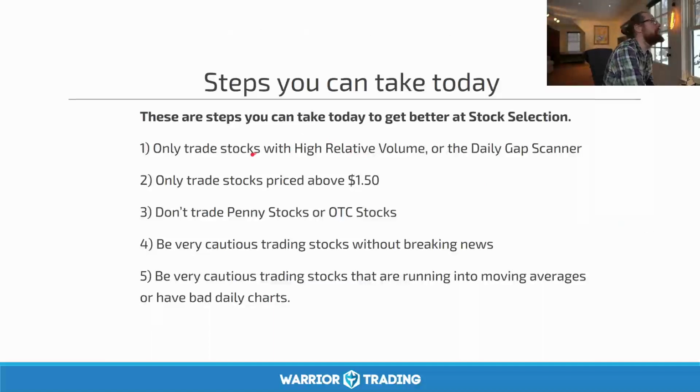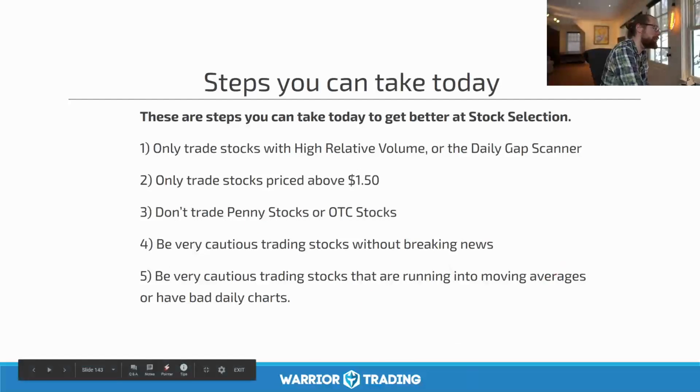So some of the steps you can take today to get better at stock selection: only trading stocks with high relative volume or that are on the daily gap scanner, only trading stocks above $1.50, avoiding penny stocks and OTC stocks, being very cautious trading stocks without breaking news, and being very cautious trading stocks that are running into moving averages or have bad daily charts. So that could be sort of a quick checklist. You could also add price below 20 and add float, preferably below 10, to that list. So, doing your checklist each day as you're looking at your stocks to trade.